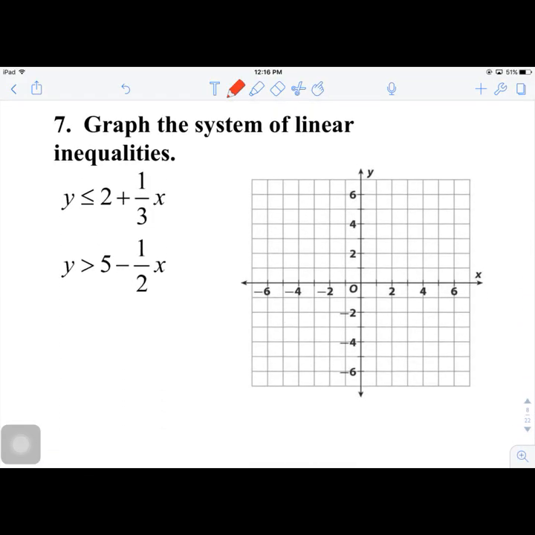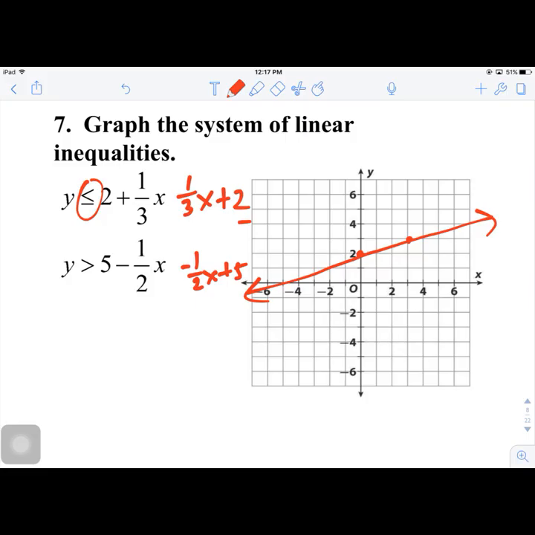Number 7, graph the system. So this one is just like the one that we did earlier. The only thing maybe we want to do is rewrite this one so that it's in slope-intercept form. So the slope goes first, and then here, negative 1/2 x plus 5. So with that, we're going to graph the first one with the y-intercept of 2, and then we're going to go up 1 over 3. And there it is. And this line should be a solid line.